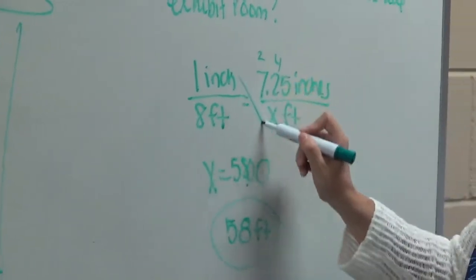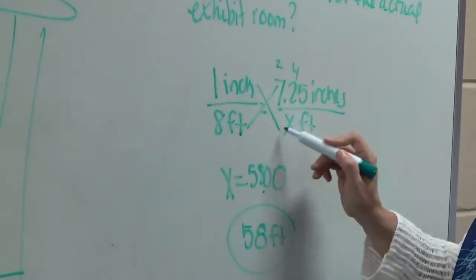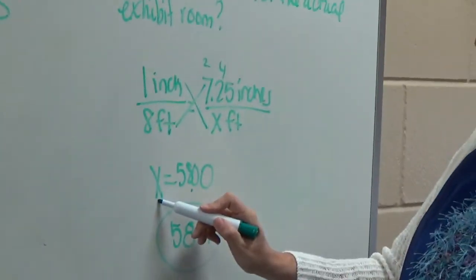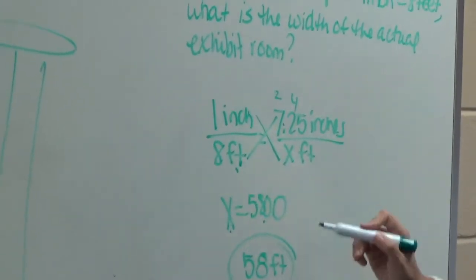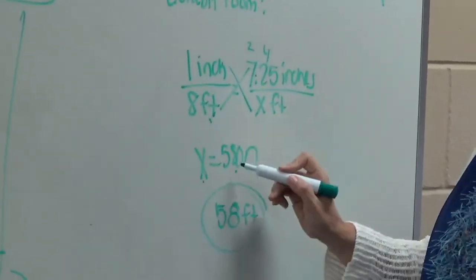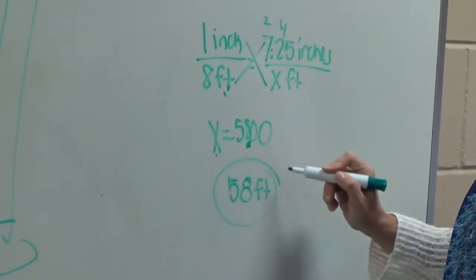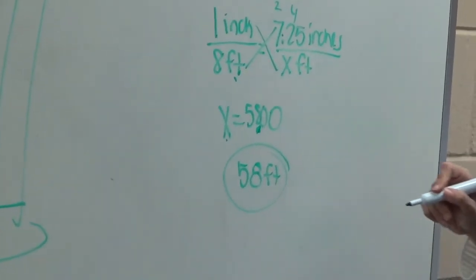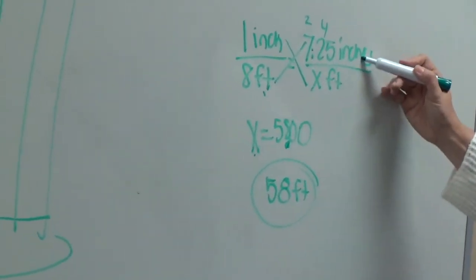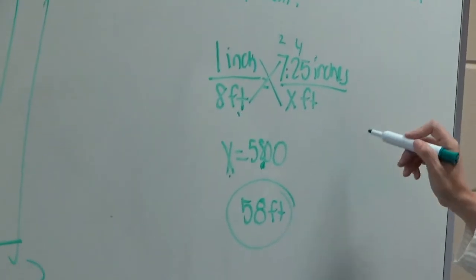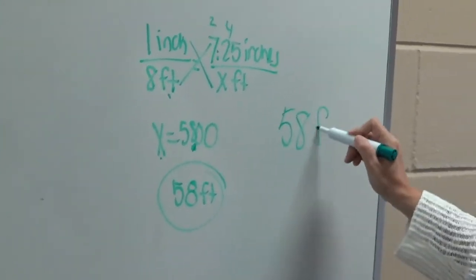So you're going to cross multiply. Well, x times 1 is 1x. 7.25 times 8, I did that off to the side and I figured out it's 58.00. So the actual answer, the 7.25 inches, relates to 58 feet.